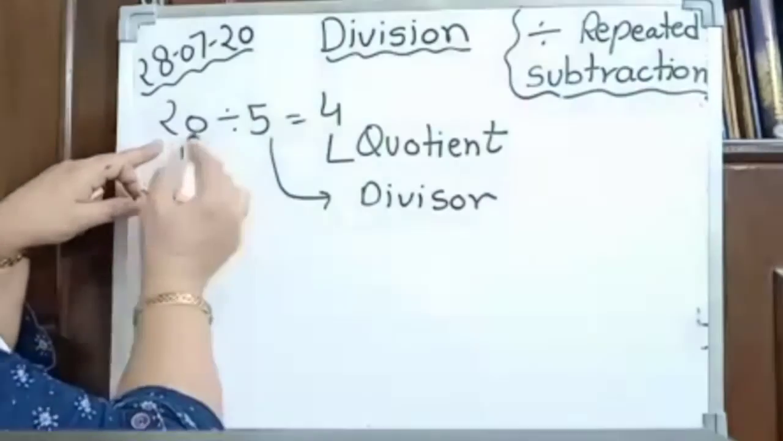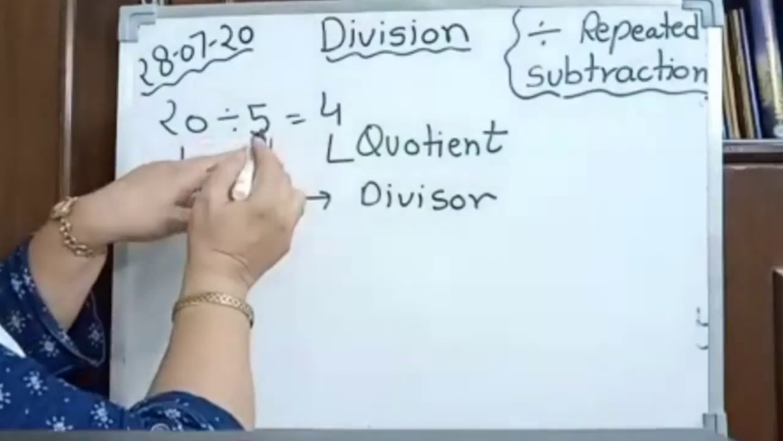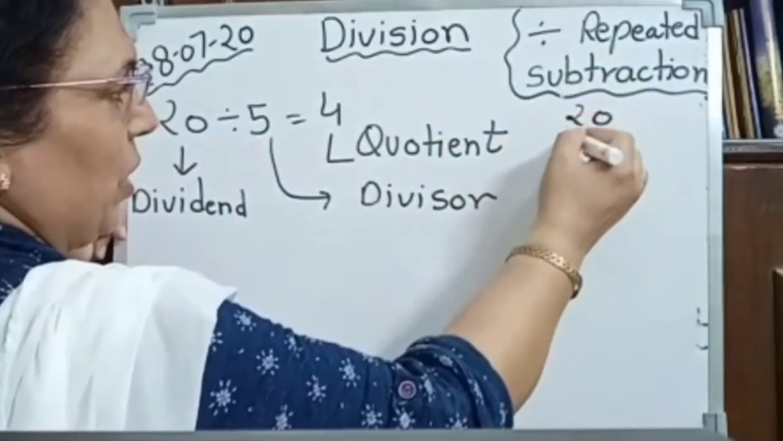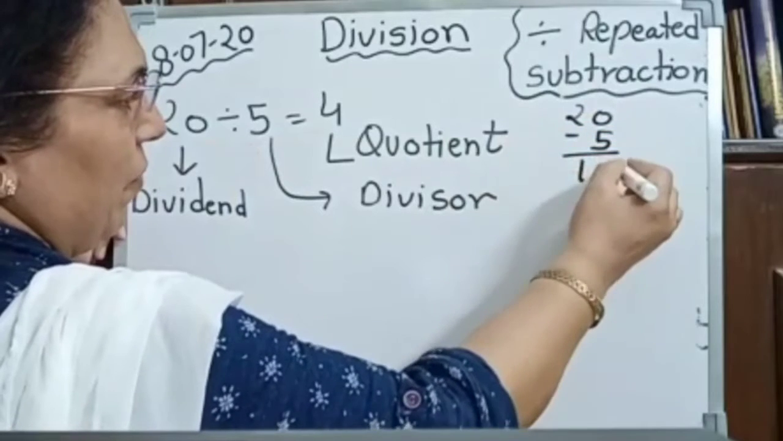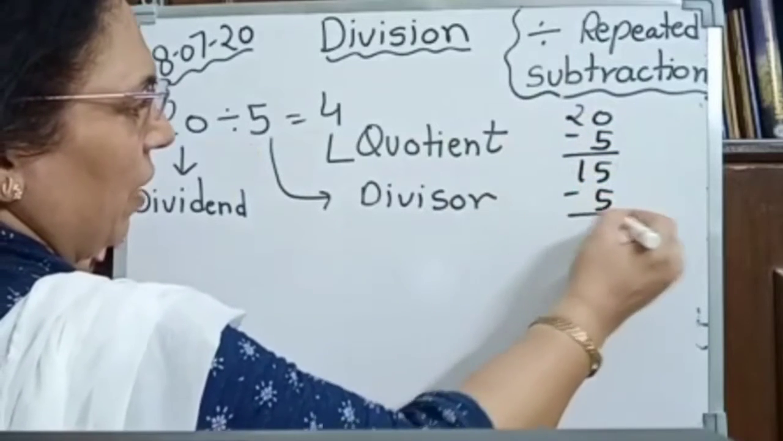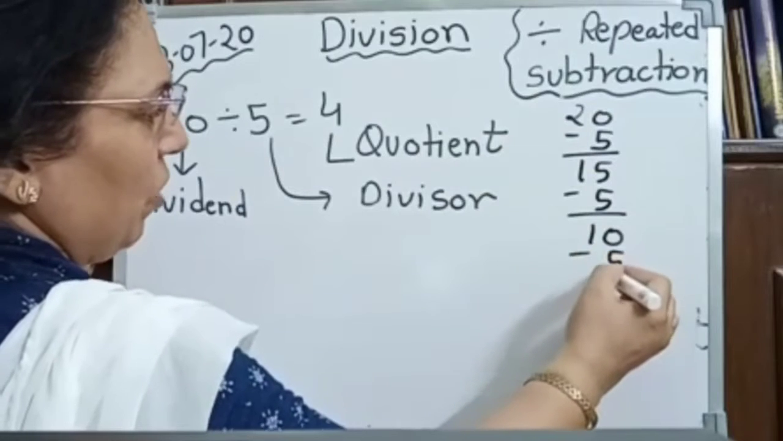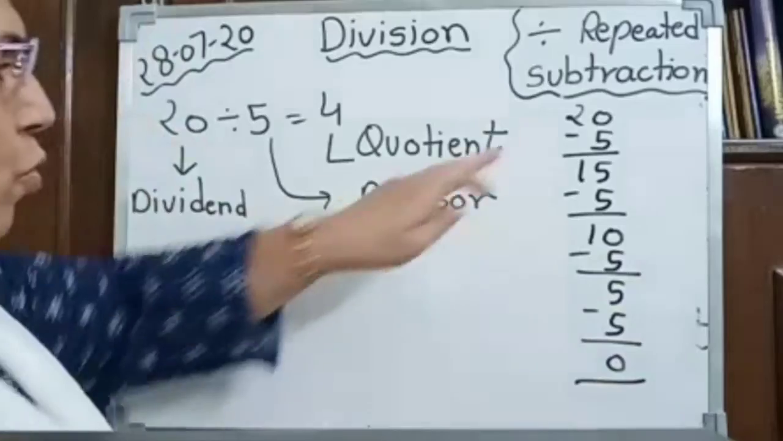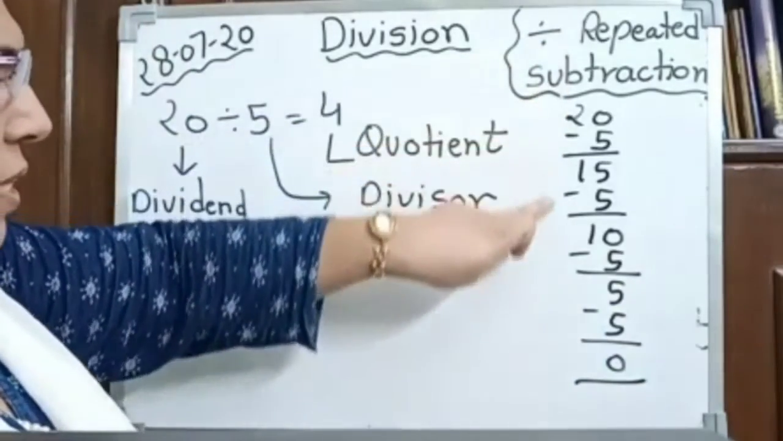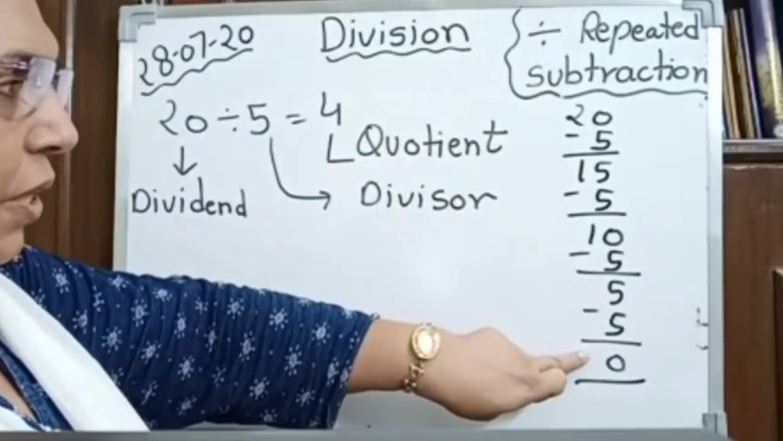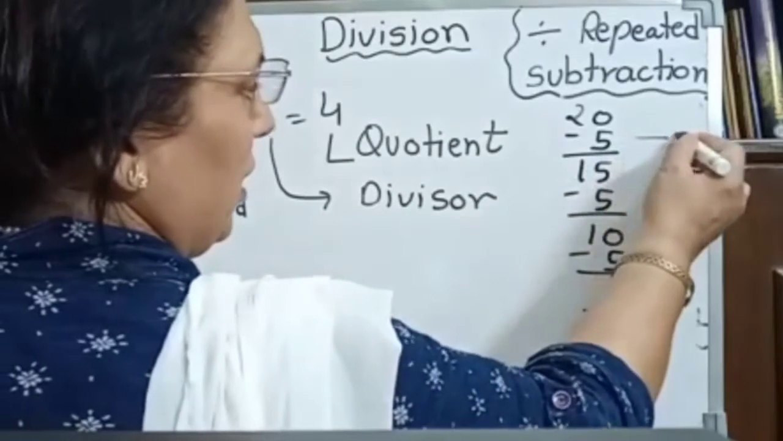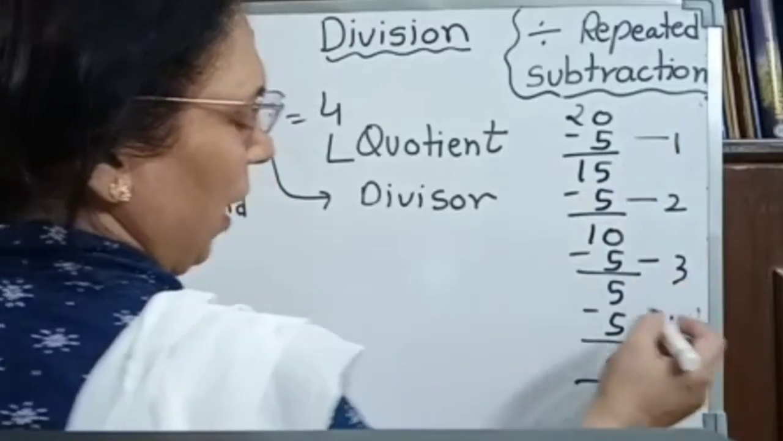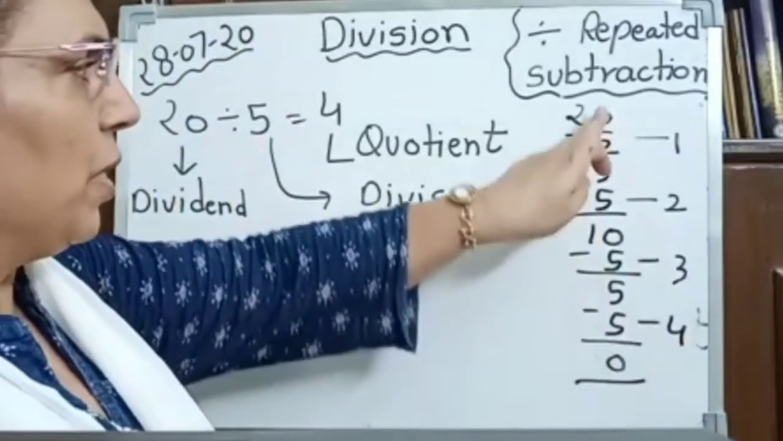This is 20 divided by 5. So you count the table of 5 like that. This is repeated subtraction. 20 minus 5, we have 15 minus 5, we have 10 minus 5, we have 5 minus 5. So we will do repeated subtraction till we get 0. So this is 1 time, 2 time, 3 time, 4 time, which means 5 4s are 20.